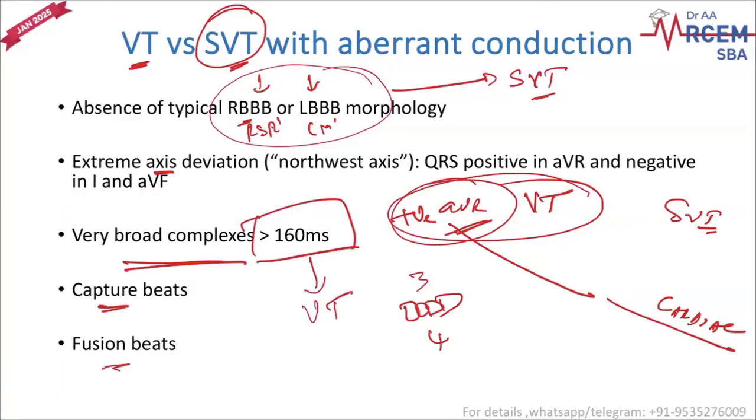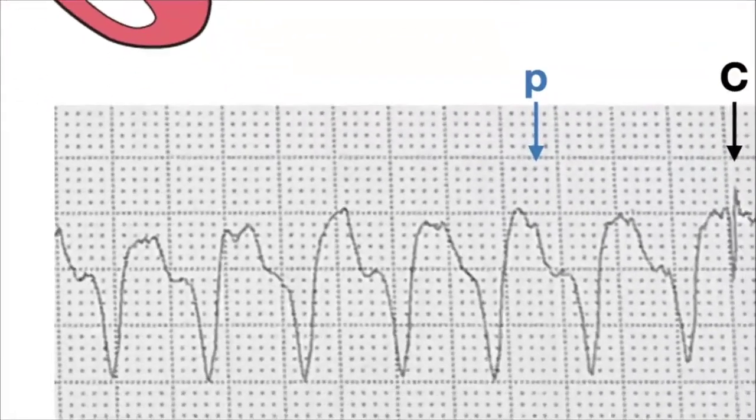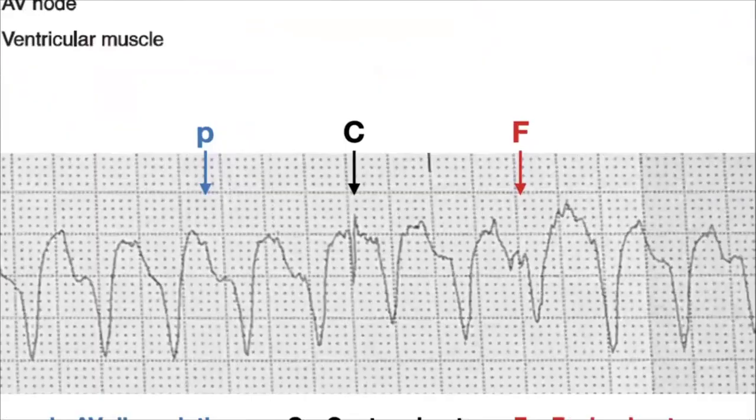What is a capture beat and a fusion beat? In ventricular tachycardia, the electrical activity is generated from the ventricular muscle. We are already aware of it. Some electrical activity can still arise from the SA node, go into the AV node, and pass through the normal pathway. If it goes through the normal pathway, you will see a normal QRS complex in between. When you see a normal QRS complex in between, this is known as a capture beat.